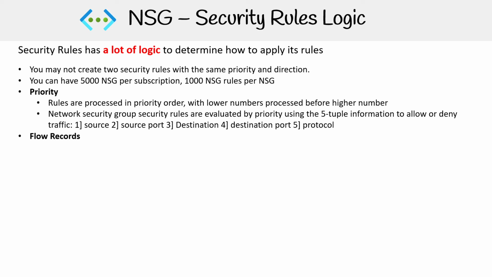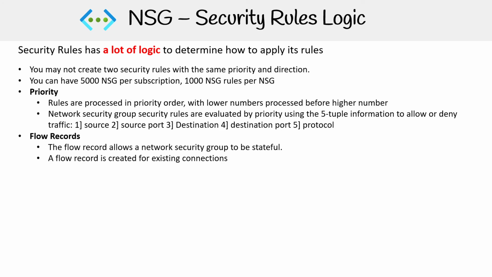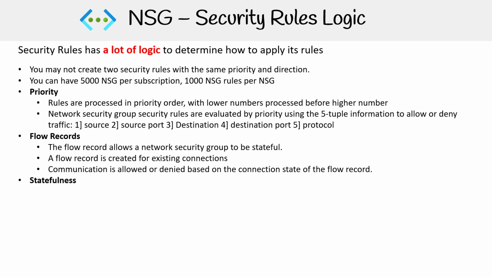Then there's flow records. They don't exactly explain what they are, but I assume the idea is that when a request flows through the NSG, they're attaching additional information to it. So the flow record allows a network security group to be stateful. A flow record is created for existing connections. Communication is allowed or denied based on the connection state of the flow record. And so let's talk about statefulness.